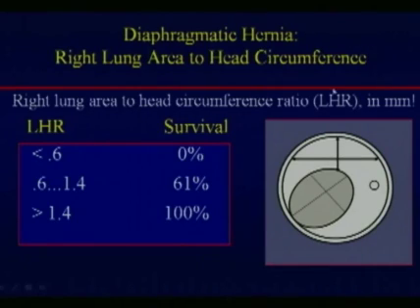In a transverse view of the thorax that includes the heart, what we're looking for is the size of the contralateral lung. We measure its two diameters in millimeters, multiply them, and divide by the head circumference, also in millimeters. That turns out to be very helpful and a very good correlate of lung volume.